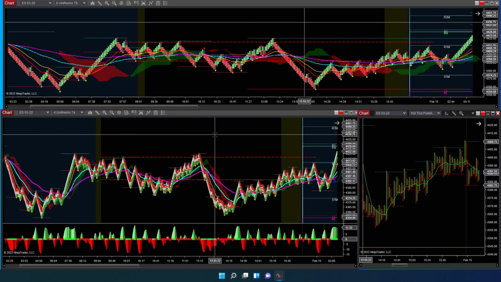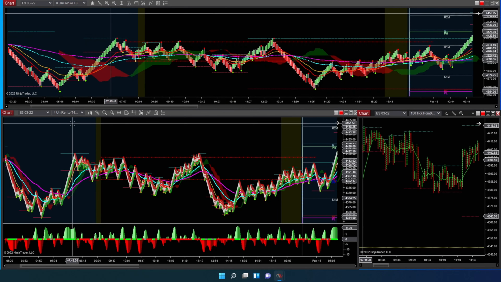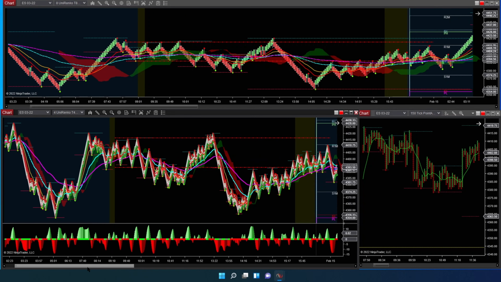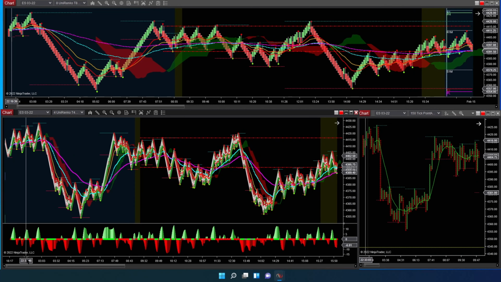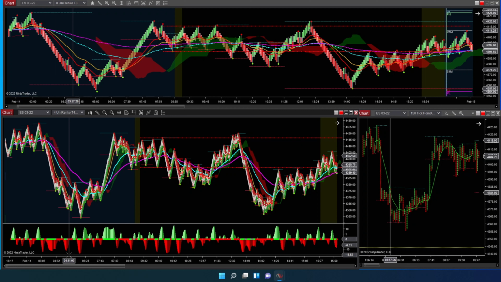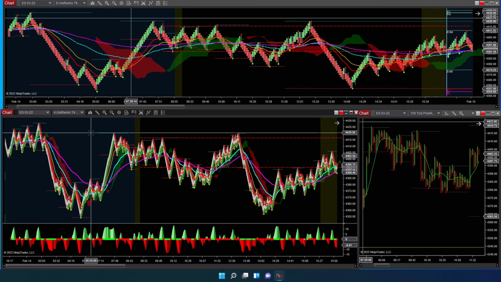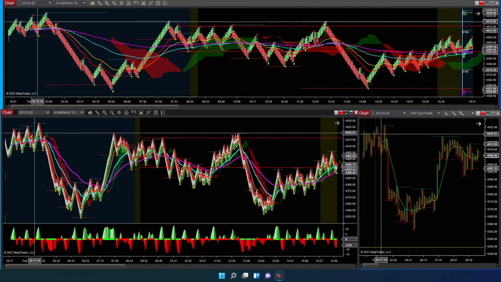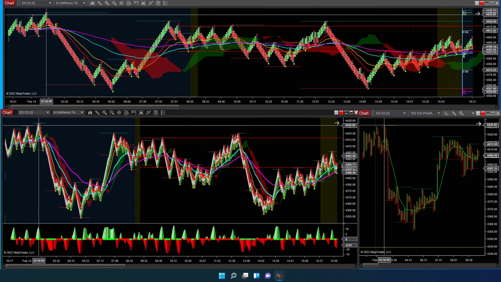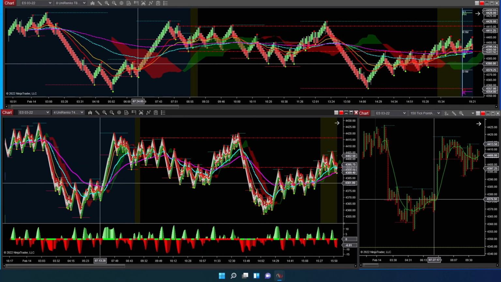Okay, so let's start from the 14th. You see here I have the 14th of February, and the day goes all the way through this area. So this is the whole day. What happened in the market? As you see, I don't have any trade.